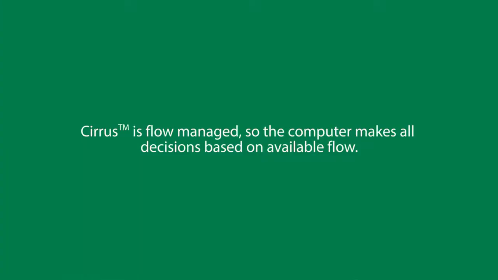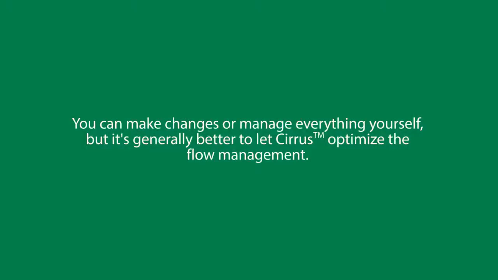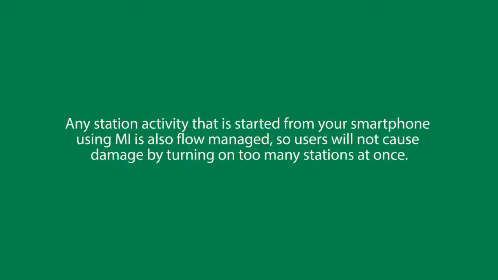For those of you who are unfamiliar with Cirrus, everything is flow managed, so the computer makes all decisions based on available flow as to what will turn on. You can make changes or manage everything yourself, but it's generally better to let Cirrus optimize the flow management. Any station activity that is started from your smartphone using MI is also flow managed, so users will not cause damage by turning on too many stations at once.